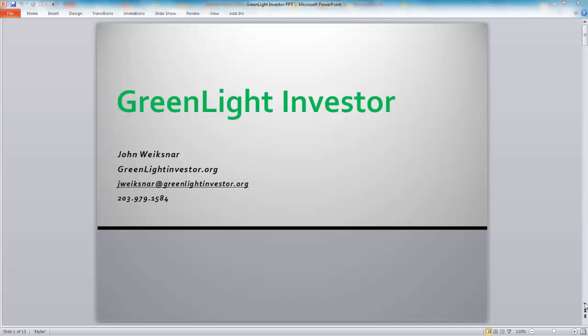The goal of the Greenlight Investor is to provide a resource to make managing your 401k both a simple and easy process. We do this by using red, green, and yellow cells to help you decide when to buy, what to buy, and when to sell.